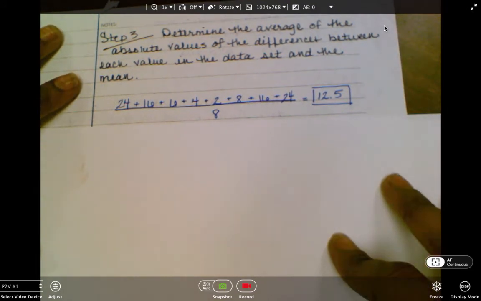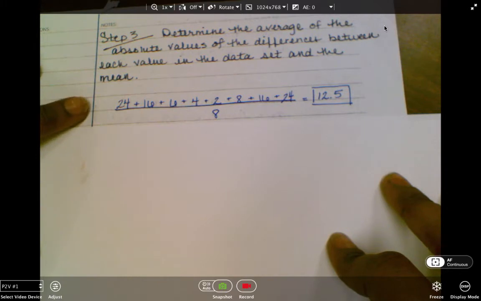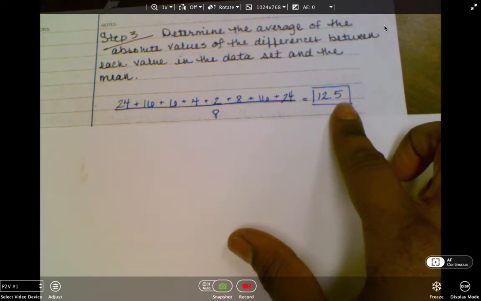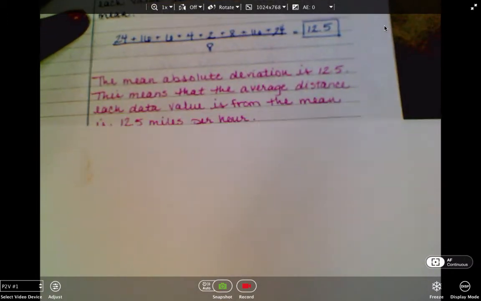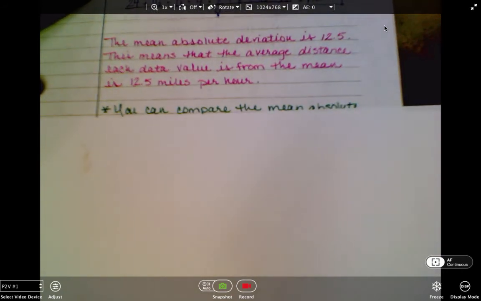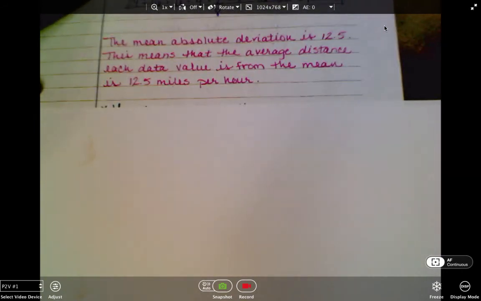So 24 plus 16 plus 6 plus 4 plus 2 plus 8 plus 16 plus 24, all divided by 8, gives me 12.5. So the mean absolute deviation of this set of data is 12.5. Well, what exactly does that mean? The mean absolute deviation is 12.5. This means that the average distance each data value is from the mean is 12.5 miles per hour.